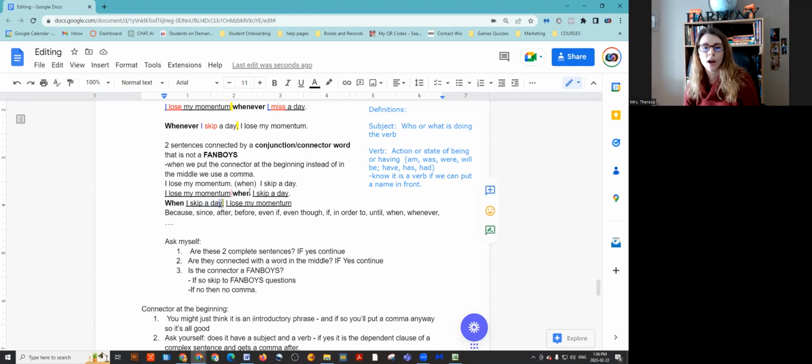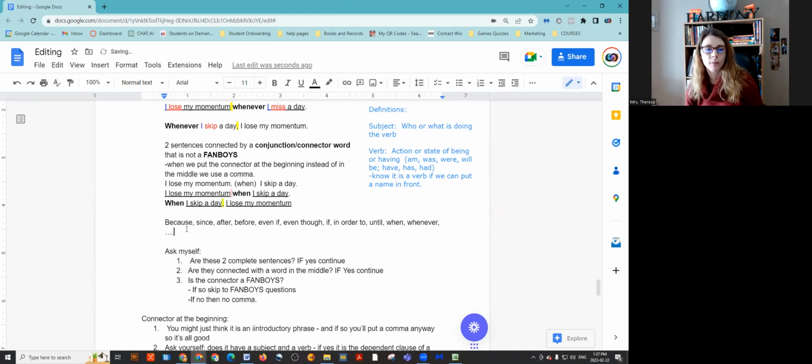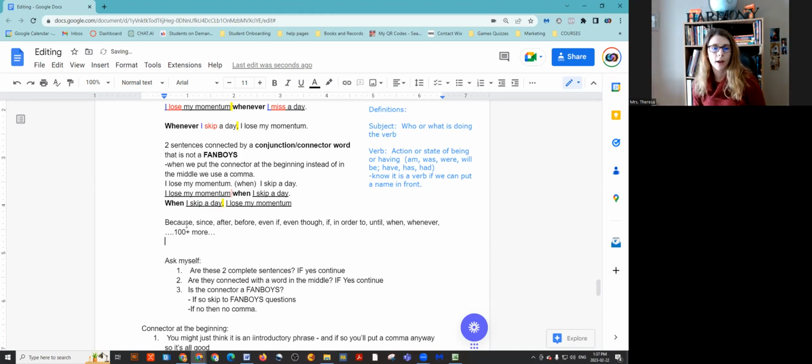It never gets a comma when the connector's in the middle of the sentence, but it gets a comma when it's at the beginning of the sentence. Okay, so so many of these, 100 plus more, okay?